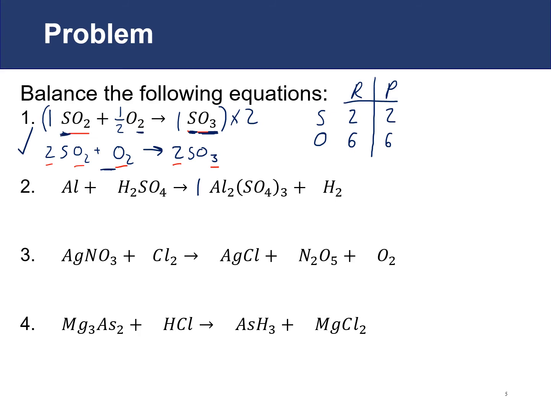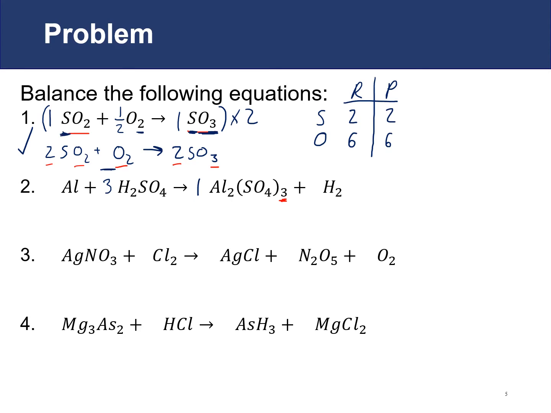To balance out my aluminum, I have a lone aluminum on the left-hand side. But I'm going to save this more towards the end because we will be balancing things that are all by themselves later. So I'm going to now look at my SO4. We can take these, the sulfate ions, and treat them as a group. On the right-hand side, I have 3 sets of sulfates because I have 1 of the aluminum sulfate molecules, and that has a subscript of 3 here that tells me I have 3 sulfates. So to balance this out, I need 3 sets of H2SO4.